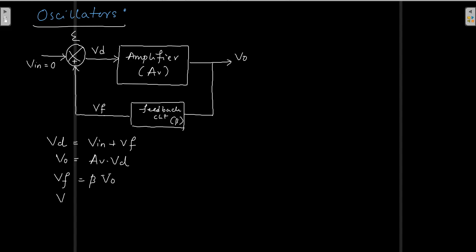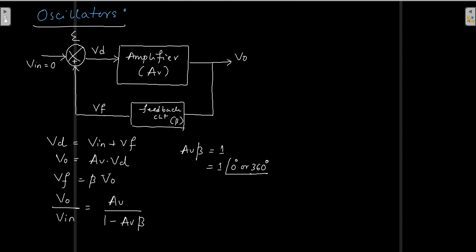And now if I want to take the ratio of V0 to V in, I will get this as AV divided by 1 minus AV into beta. I don't want to go into these details because we have already discussed these things earlier. So now if you take AV into beta equal to 1, which is 1 at an angle of either 0 degree or 360 degree.